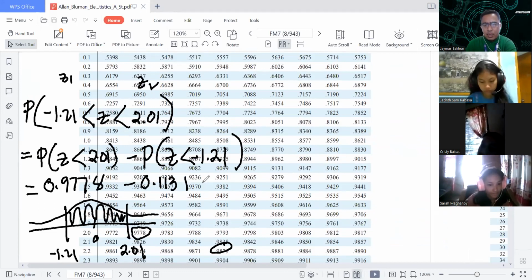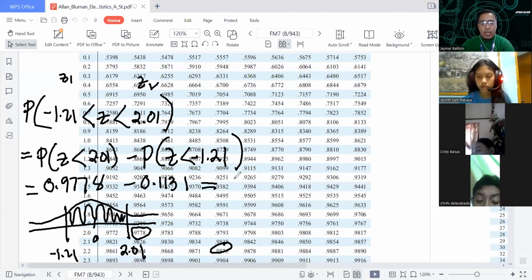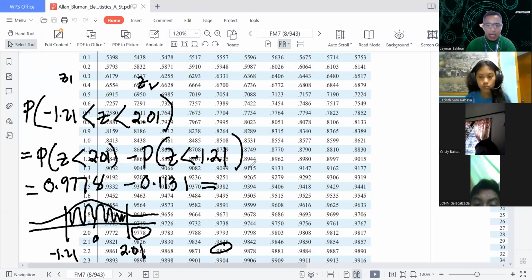Then use your calculator. Okay, can you get your calculator? Can you press 0.9778 minus 0.1131? And what will be the answer?